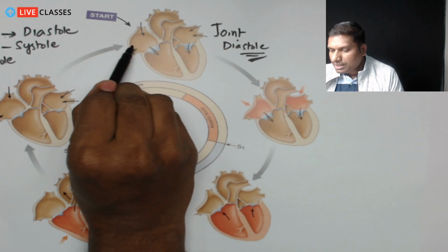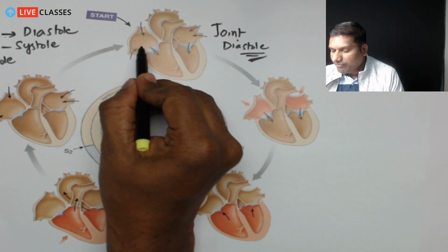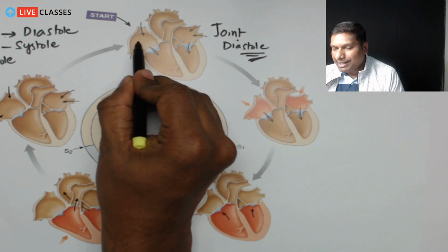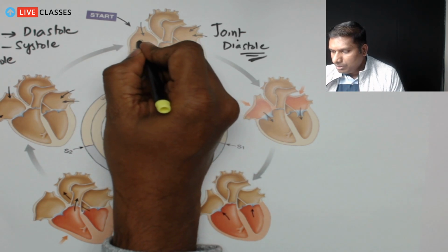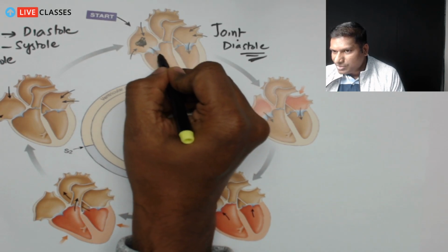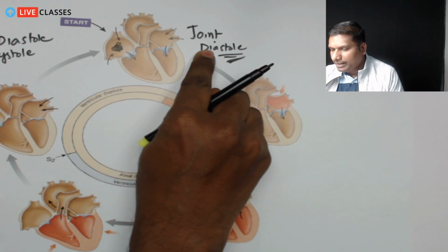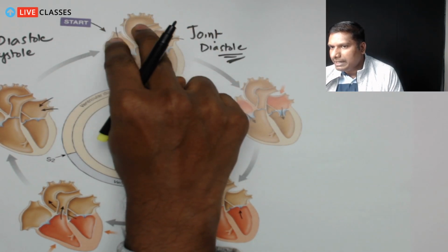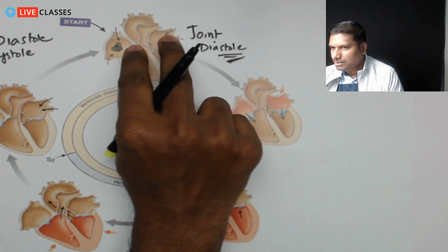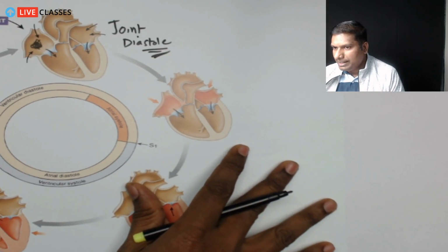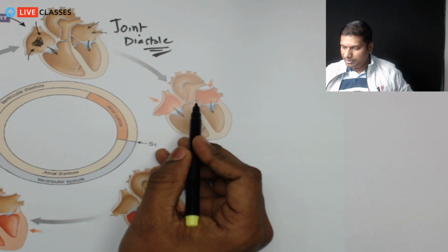Here the blood is coming from the superior vena cava and the inferior vena cava into the right atrium. You can see the blood coming in. So you have blood here and the valves are already open. So in the joint diastole stage, you will see that both the atrium as well as the ventricles are relaxed and the valves are open.